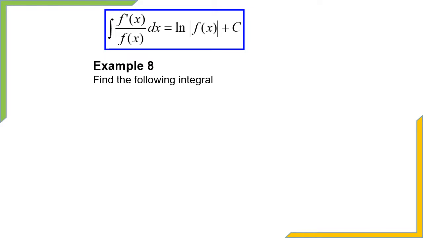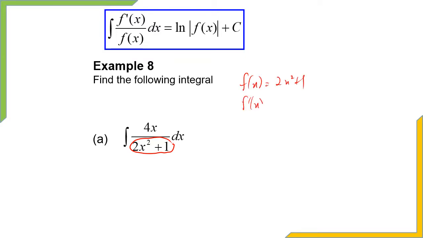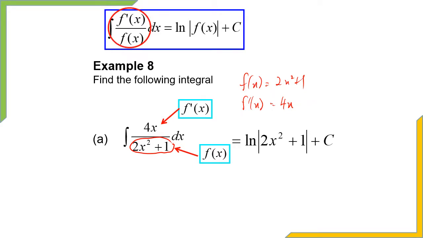Okay, now let's see some examples of this type of formula. So we have 4x over 2x squared plus 1 with respect to x. So our f(x) is always in the denominator. So check first. Our f(x) equals 2x squared plus 1. So f prime x should be 4x. So do we have the same form? Yes, this 4x is exactly f prime x from the f(x). So, we can directly write down the answer as natural log of absolute 2x squared plus 1 plus c. So, natural log of absolute of the f(x). Okay.